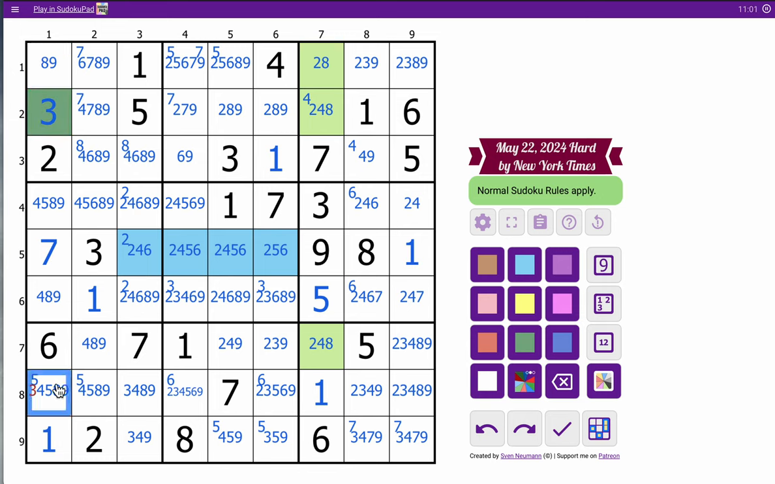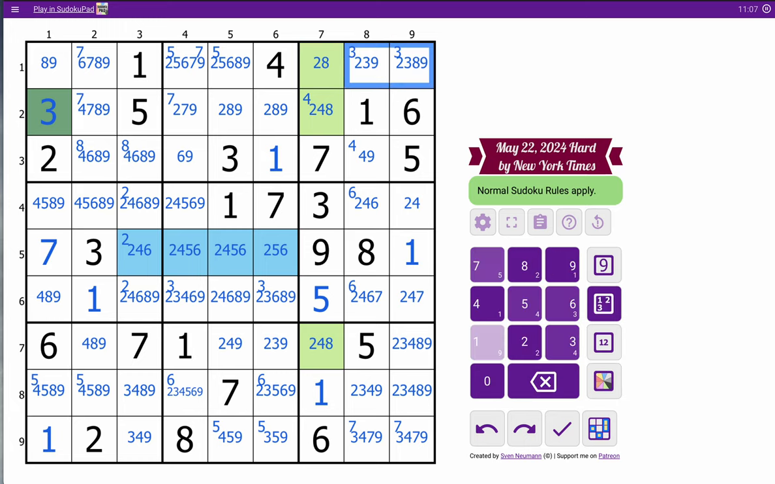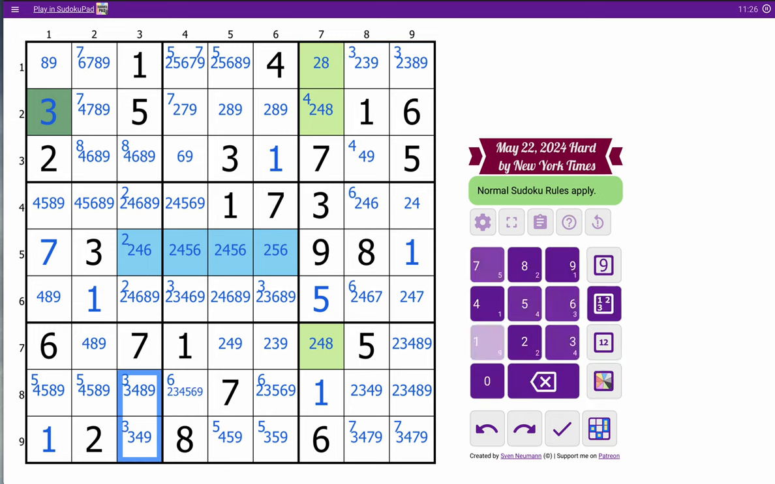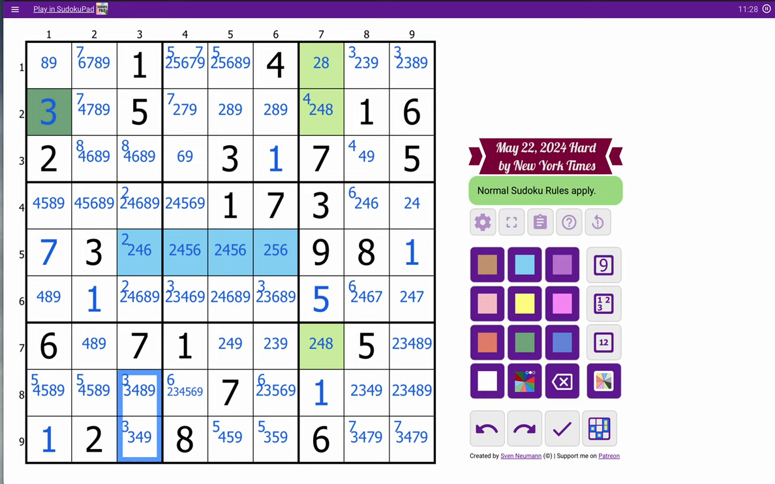So that's not 3. That's not 3. 3 is now forcing one of those two in row 1, box 3. I've got a perfect 4, 5, 8, 9 quad left in column 1. That does not resolve anything useful. Three's here in column 3. We knew that.